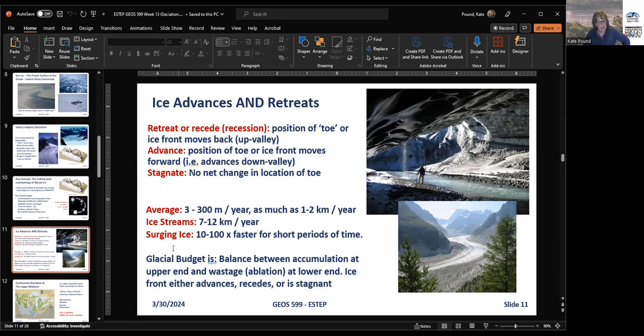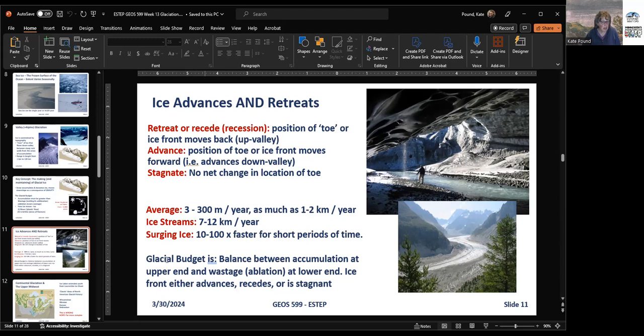And then there's something else really interesting that happens. There are some ice lobes that advance from ice caps or ice sheets that can surge. And that just means that for some reason we don't understand, they have these phases where they suddenly move much faster than normal, 10 to 100 times faster than they normally move, for really short periods of time, like maybe days, weeks, or maybe even a couple of months.